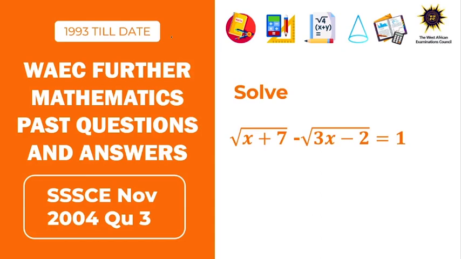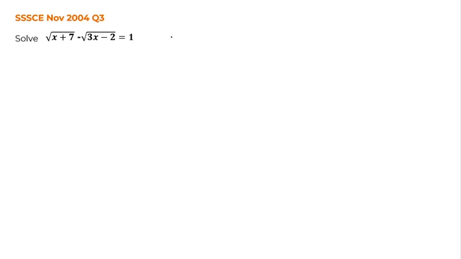In today's video, we want to look at the WAEC Federal Mathematics past questions and answers. We'll be looking at the SSSCE November 2004 question number 3. For this question, we have a radical equation given to us to solve. Now let's go ahead to look at the solution for this problem.